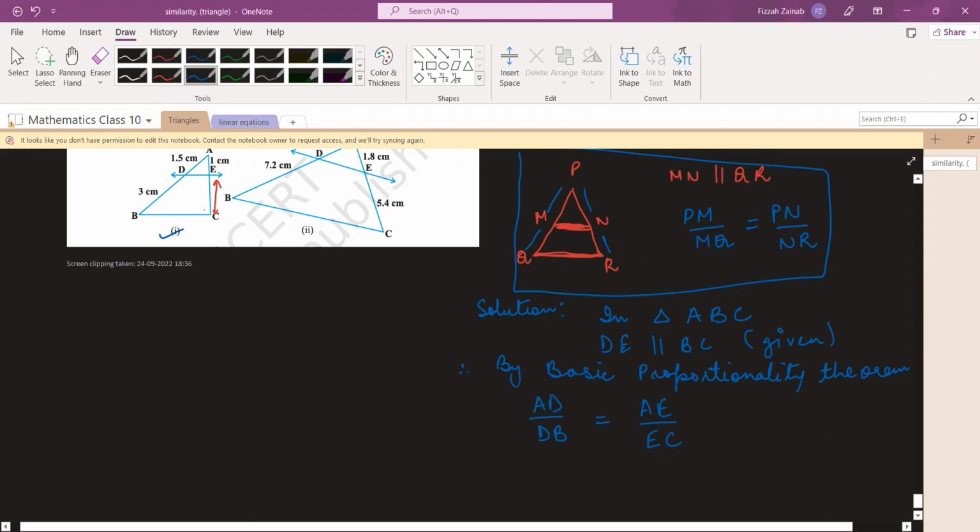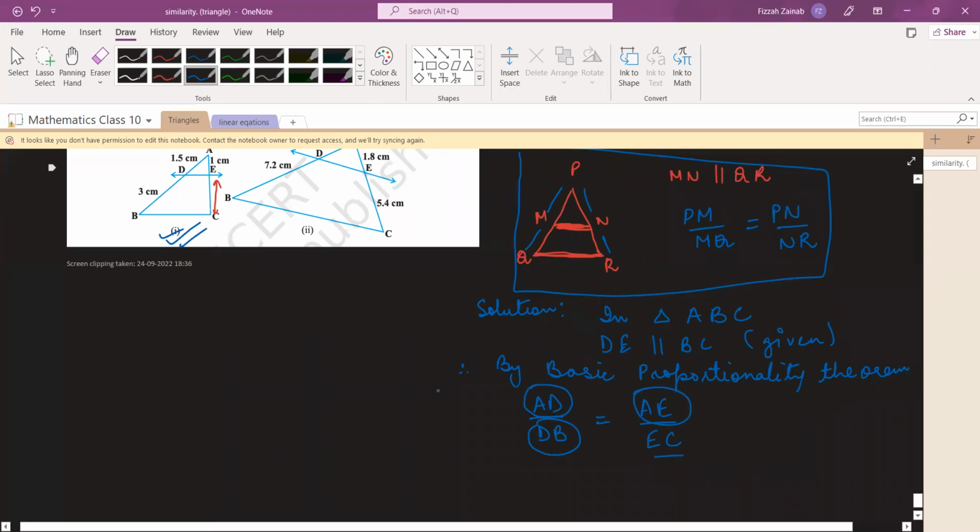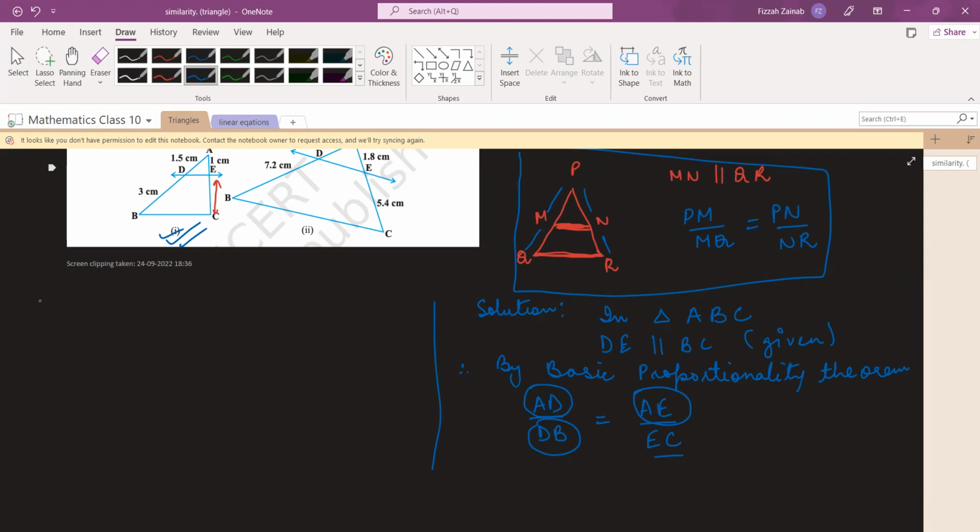Anyway, now see here in the figure, right? This figure. So your AD is already given, right? So this is already given. Okay. Then DB, this is also given. AE, so this is also given. Only this EC is not given. So you have to find this. So I'm just writing here. Okay, so now you put the values.